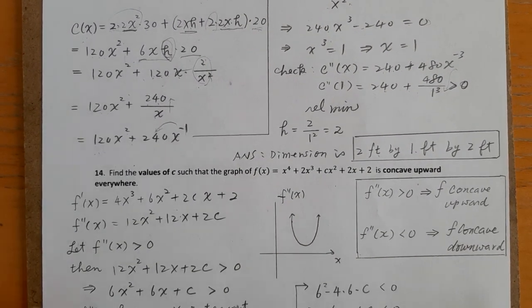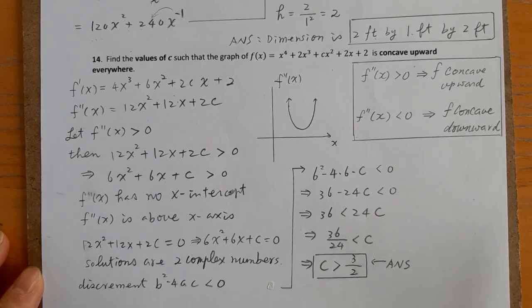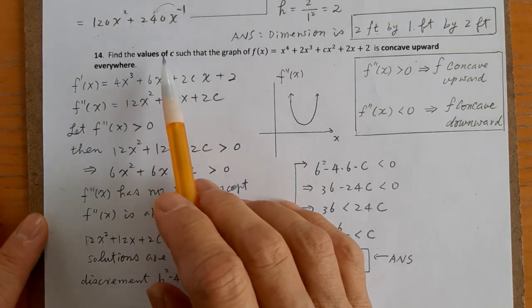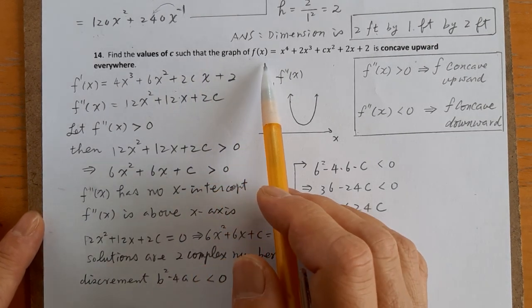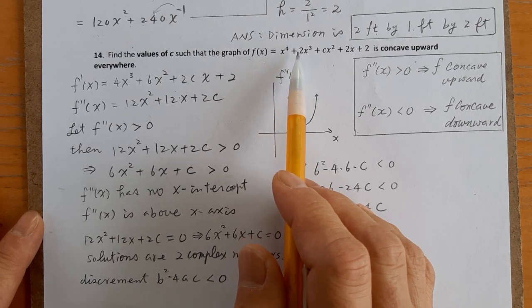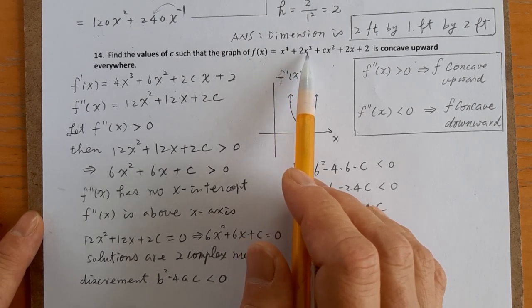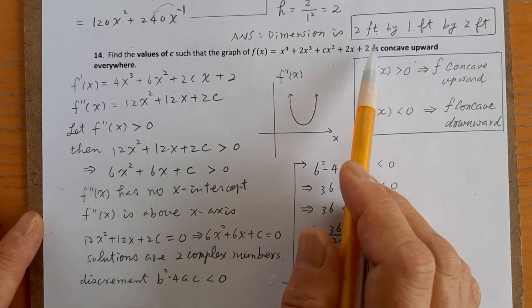And then the last question. Find the values of C such that the graph of the f function. The f function is x to the power 4 plus 2x cubed plus cx squared plus 2x plus 2.